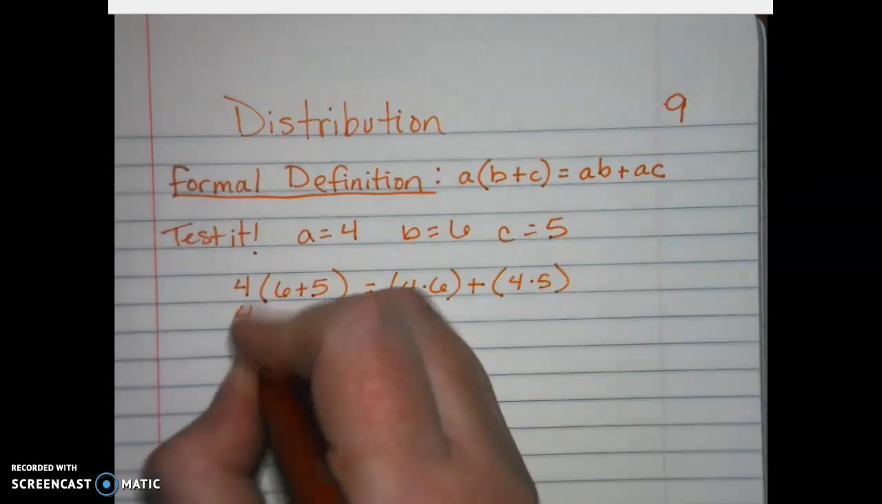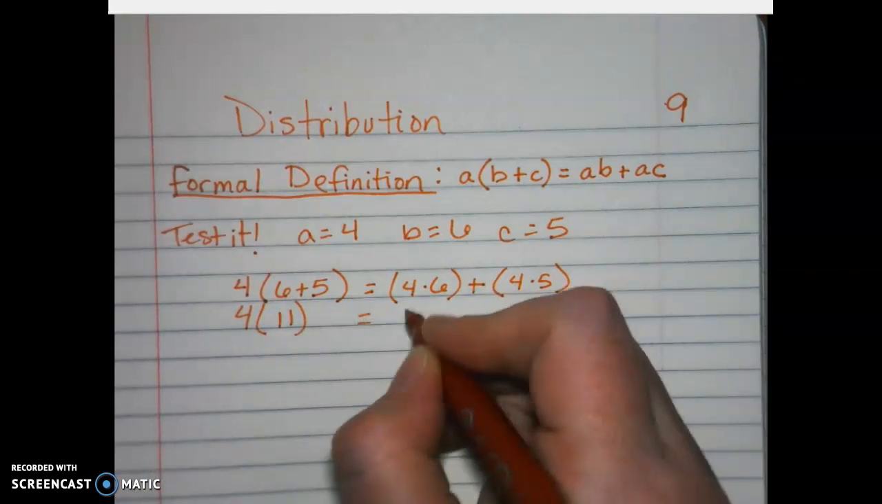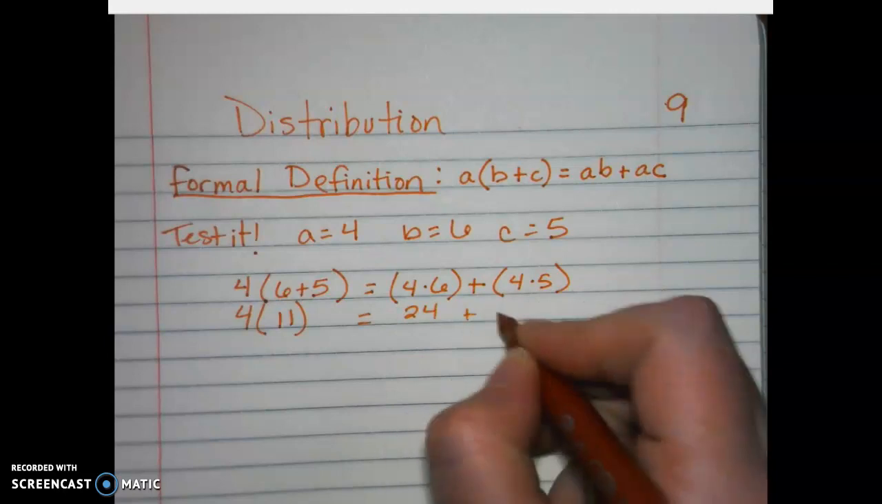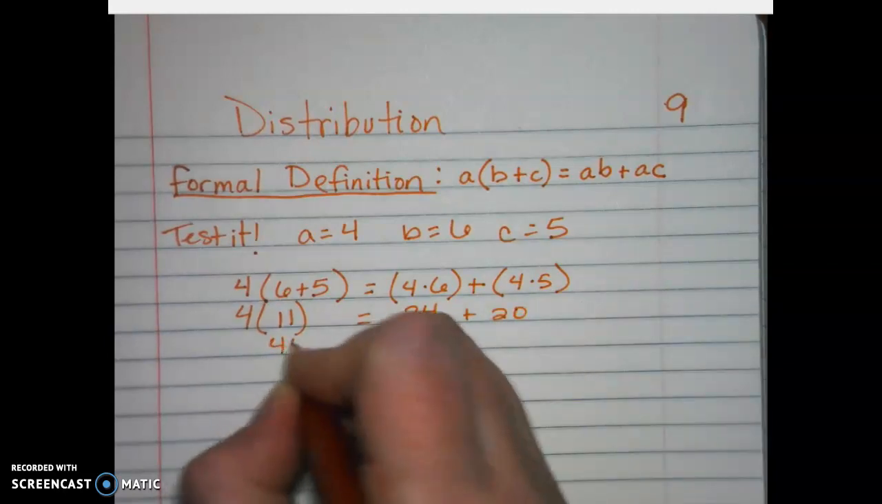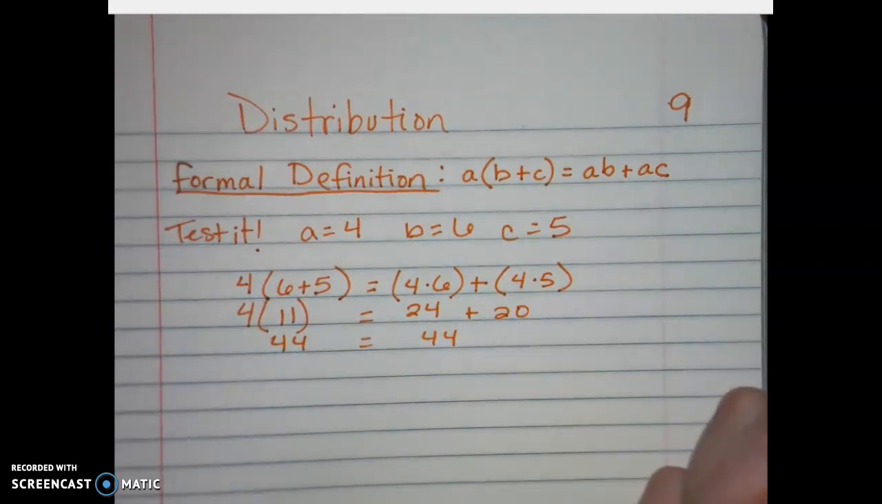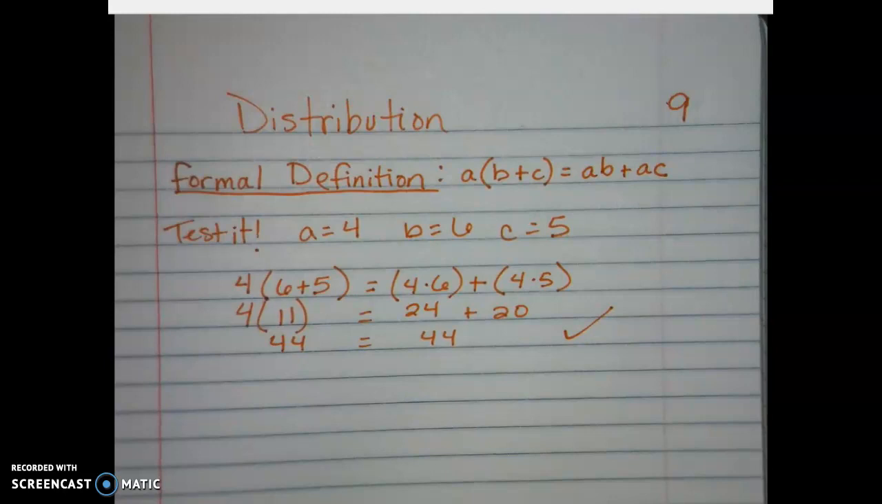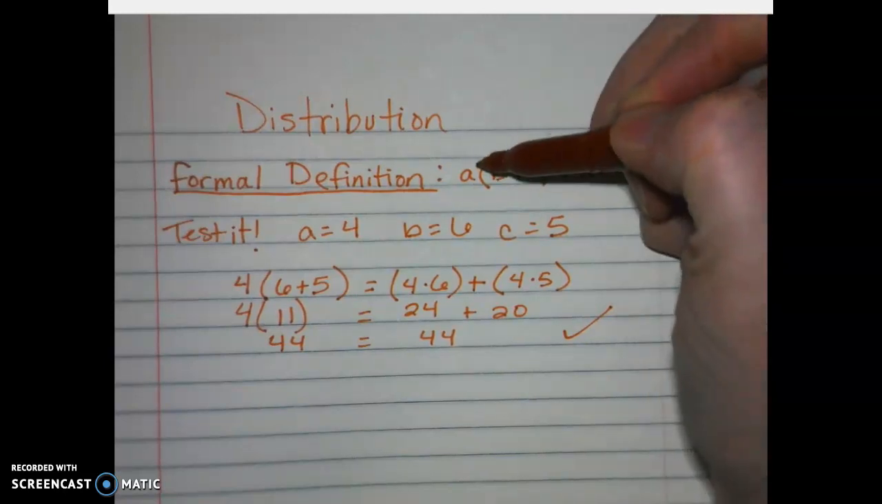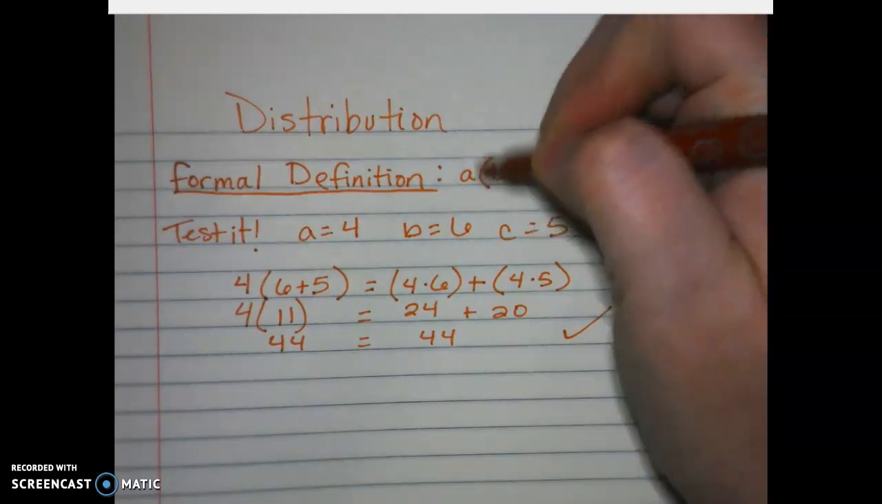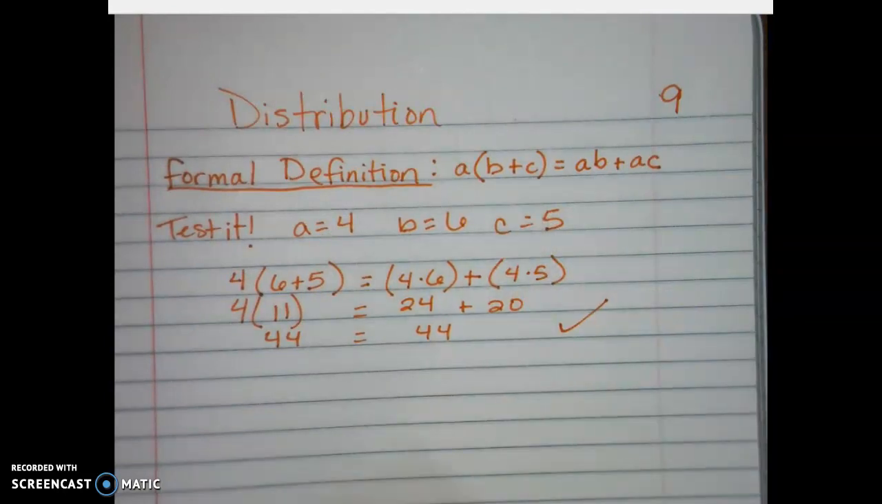All right, so I've got 4 times 11 should be the same as 24 plus 20. Well, this is 44, and this is also 44. So do those match? Yep, they sure do. So our formal definition works. Obviously, I wouldn't give it to you if it didn't. And what happens with distribution is that you're saying that this many times this set of stuff. Okay? So look at this expression.